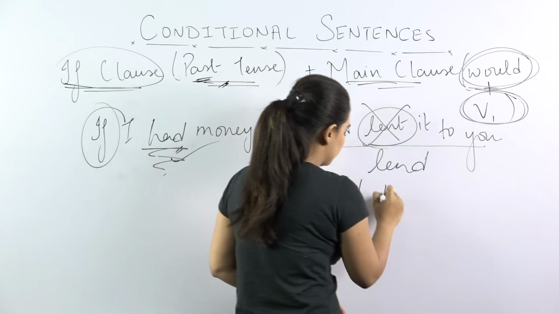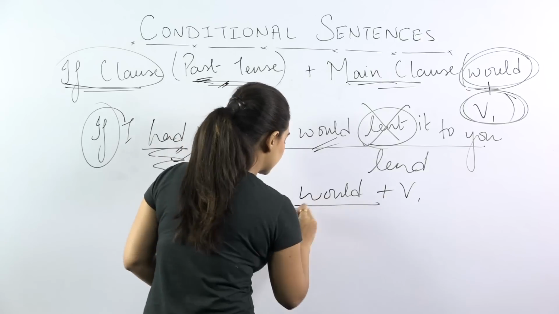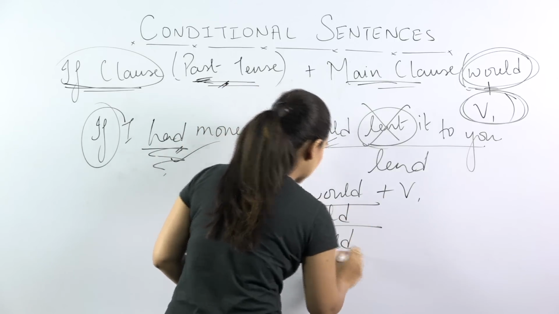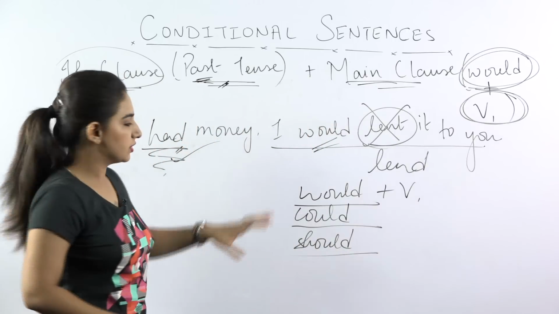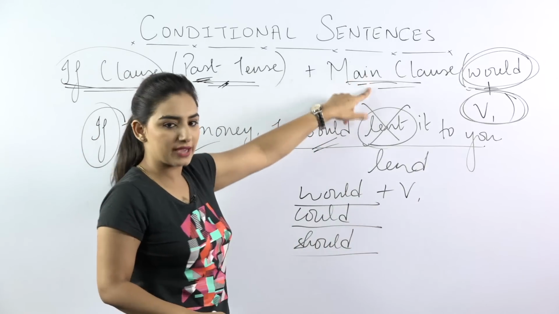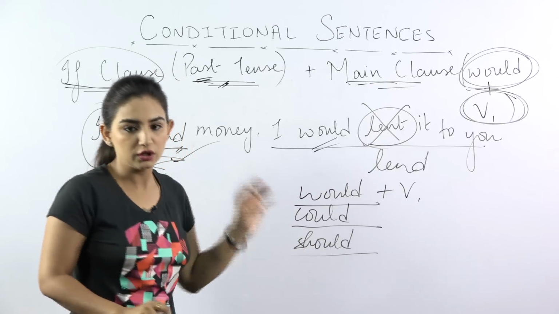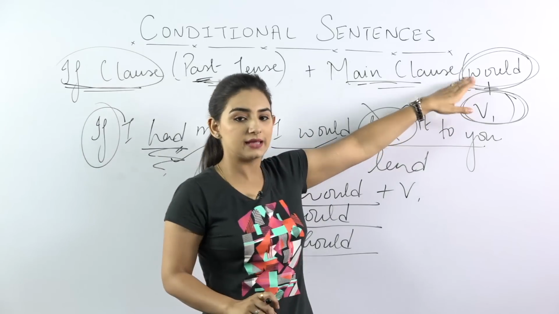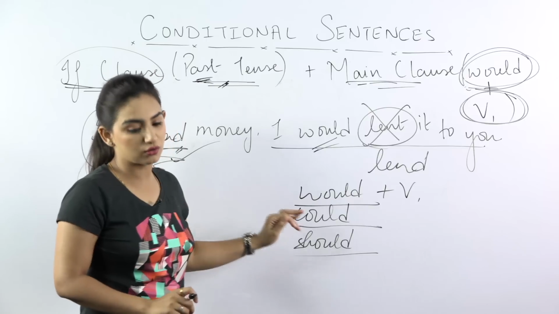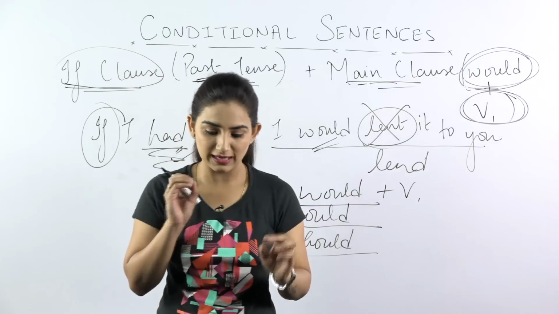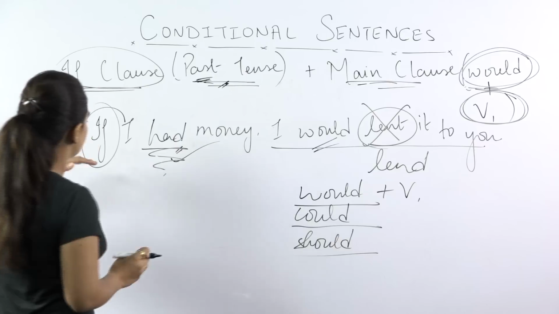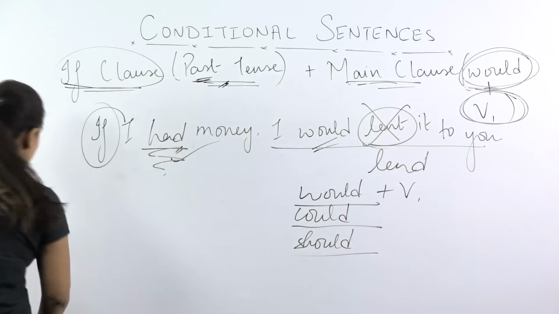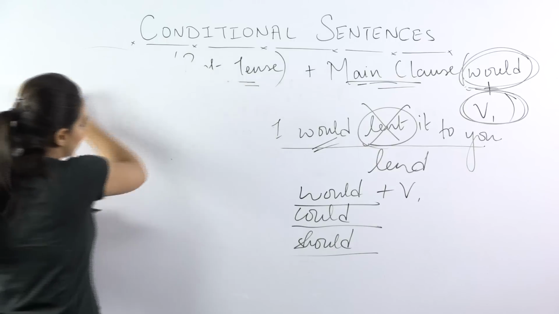Would plus V1. Now here would can be used, could can be used, and should can also be used, right? So here in place of would you can write would, should or could. तो ये confuse मत होइएगा, confuse होने वाली बात नहीं है. यहाँ पर आप would की जगह should और could भी लगा सकते हो. So that will be correct. So the correct sentence, if I had money, I would lend it to you. So this was the second condition associated to if clause.